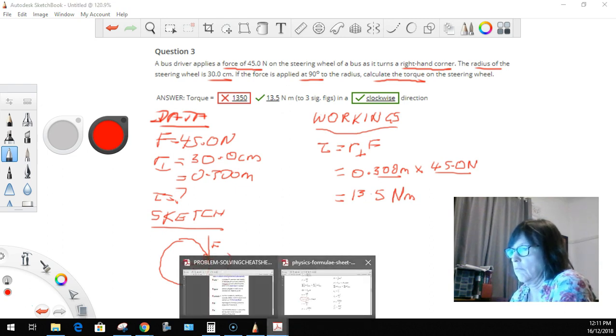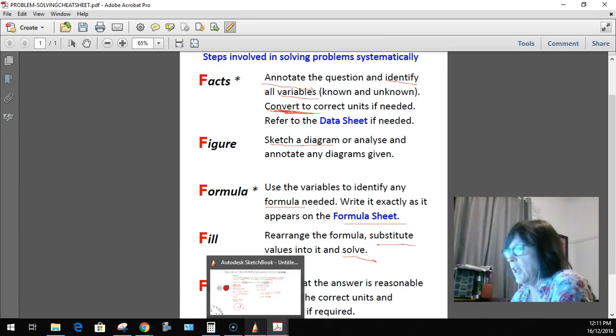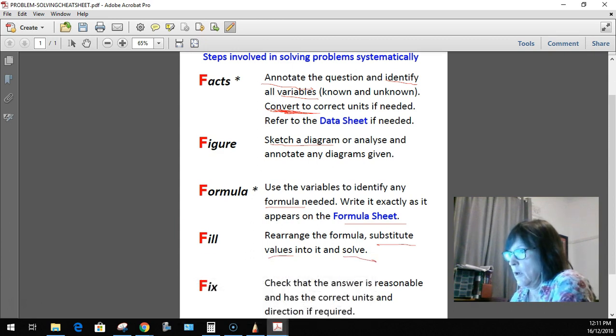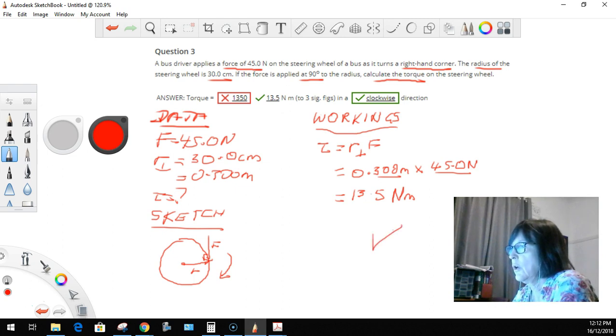The last part of it is check the answer is reasonable and has the correct units. And we've done that. Seems quite reasonable, and we have the correct units. So that is the process.